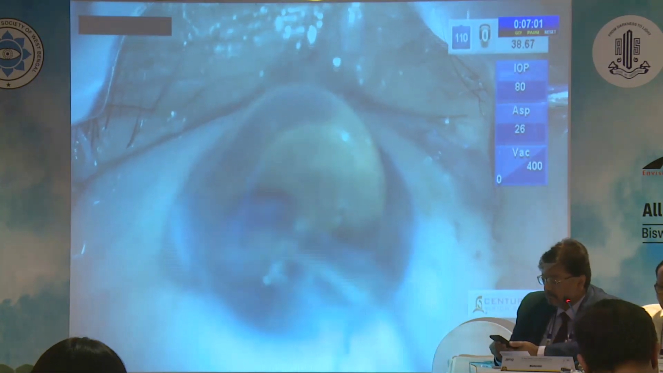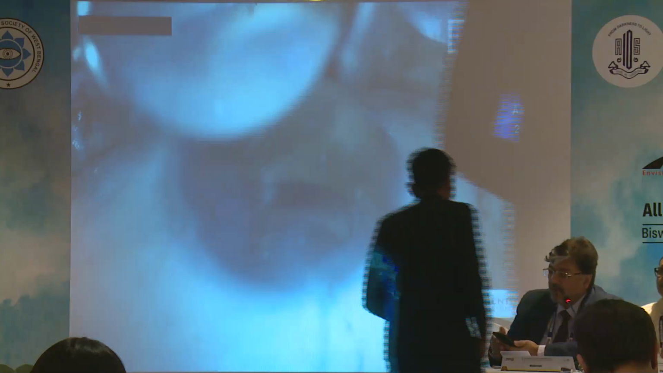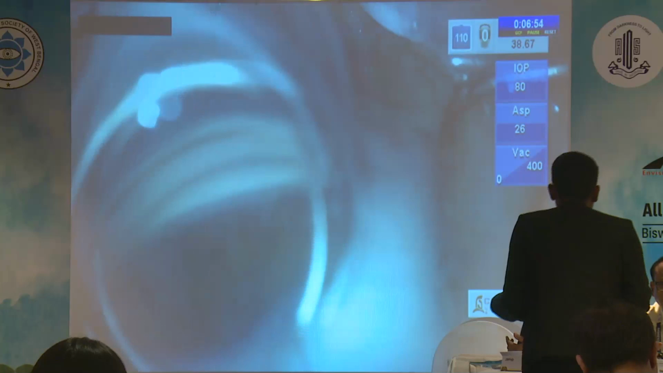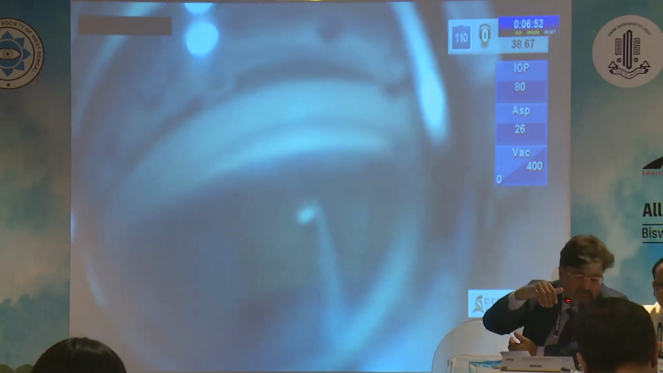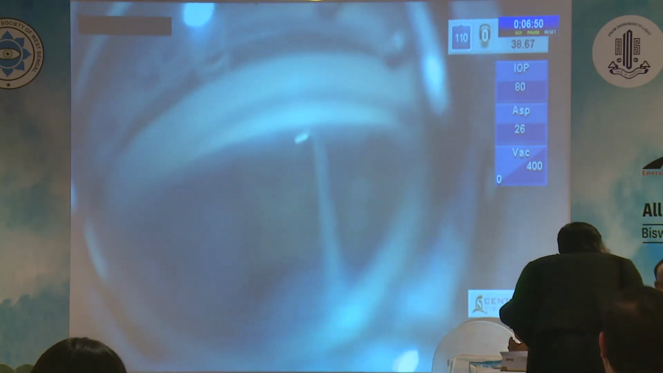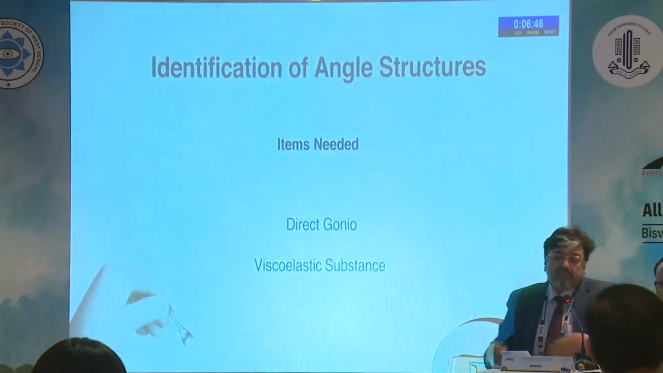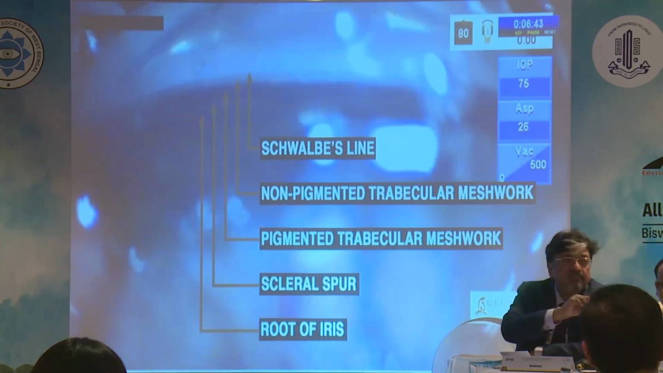Using the right hand, a liberal amount of viscoelastic substance is applied over the cornea, and using the left hand, the direct gonioscope is placed over it to visualize the angle structures. A Sinskey hook is introduced into the anterior chamber via the entry wound to get the feel of handling the angle structures. Next is identification of angle structures and locating the trabecular meshwork.